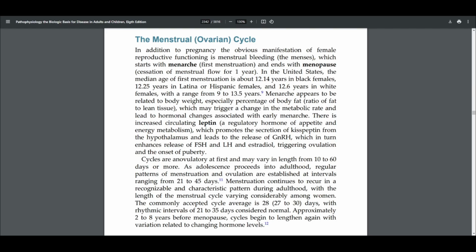Menarche appears to be related to body weight, especially percentage of body fat, which may trigger a change in the metabolic rate and lead to hormonal changes associated with early menarche. There is increased circulating leptin, which promotes the secretion of kisspeptin from the hypothalamus and leads to the release of GnRH, which in turn enhances release of FSH and LH, and estradiol, triggering ovulation and the onset of puberty.